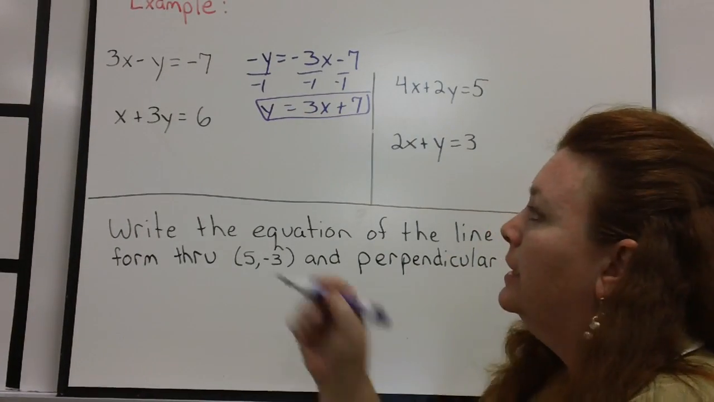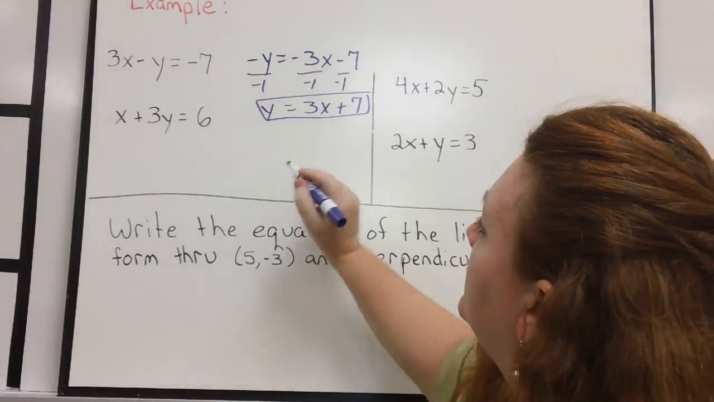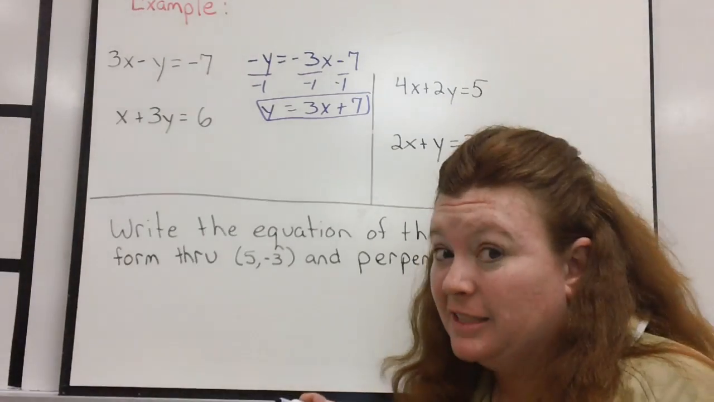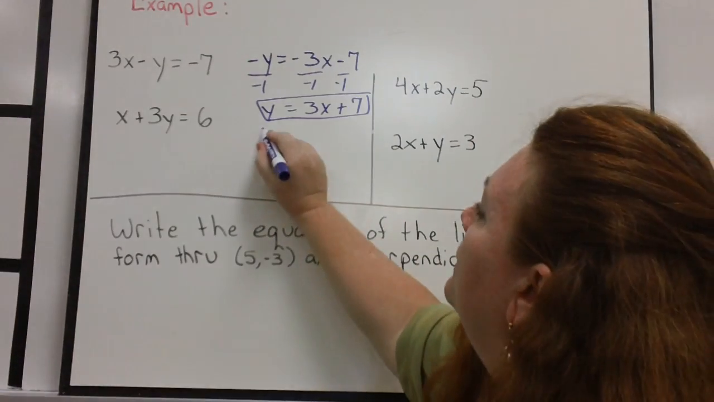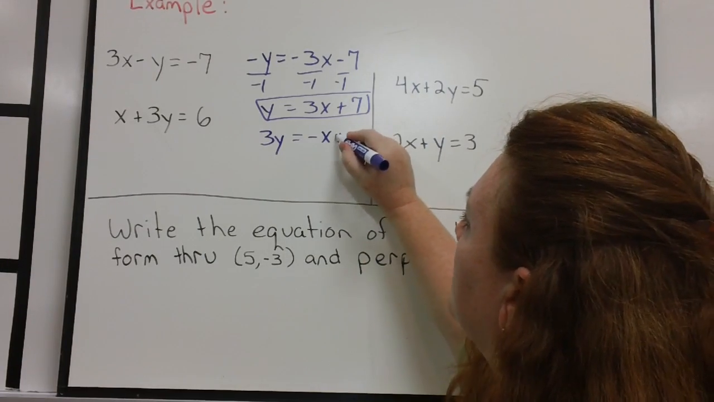All right, now let's do the other one. Subtracting x from both sides gives me 3y equals -x plus 6. Oh, see, I'm making a lot of mistakes today.